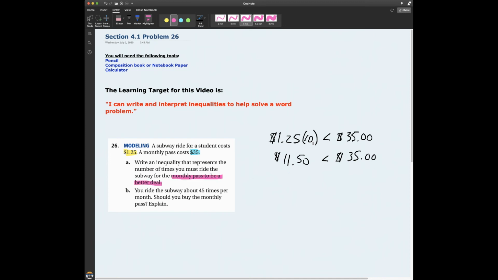Okay, so I want to look at this inequality symbol I'm using. I'm using less than. I want to write an inequality, and so I can write one that represents the number of times that I ride the subway. X will be the variable, and X represents a subway ride. Okay, so if X is 49, that means that's 49 subway rides. So maybe I'll write that down. X in this problem represents a subway ride.